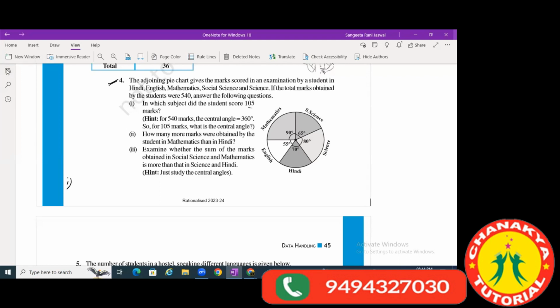Okay, let's do. You can note down, in case I erase to do the other part. But first listen. Now for 540 marks, we know that the central angle is 360, right? So let's write down the first part of what you know. For 540 marks, the central angle is 360 degrees.